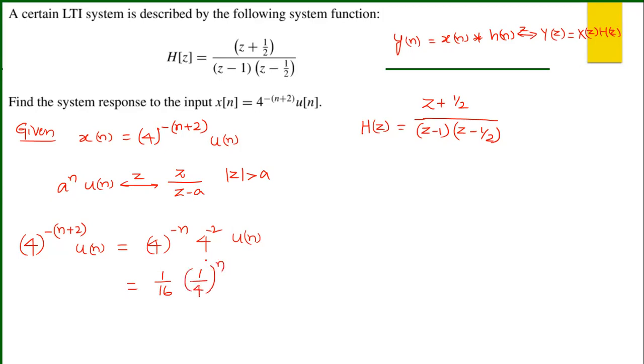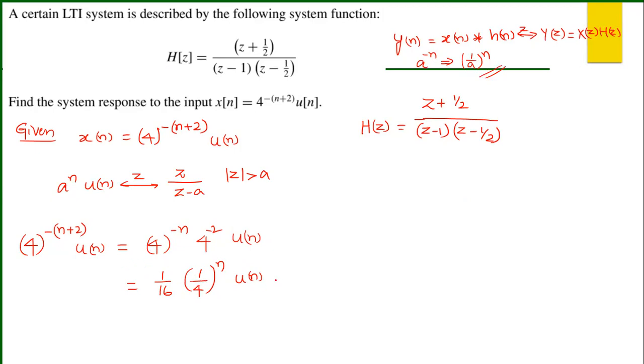Here you need to get an idea. a power minus n, you can write it as 1 by a whole power n into u of n. If you got this idea, easily you can solve that. What you need to understand from here: a power minus n is there, and you can write it as 1 by a whole power n. If you know this one, your problem will easily be solved.